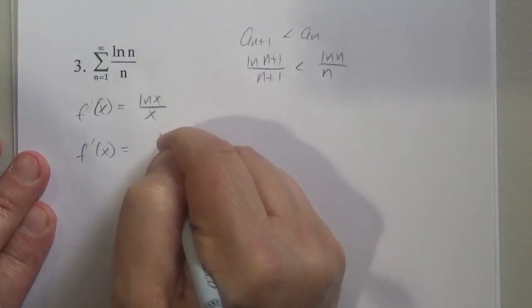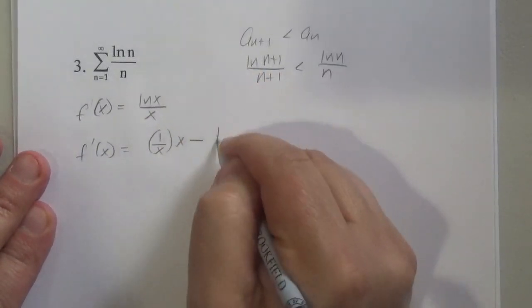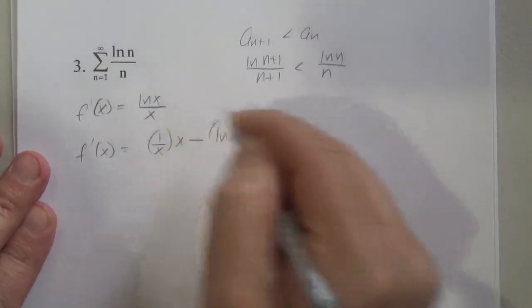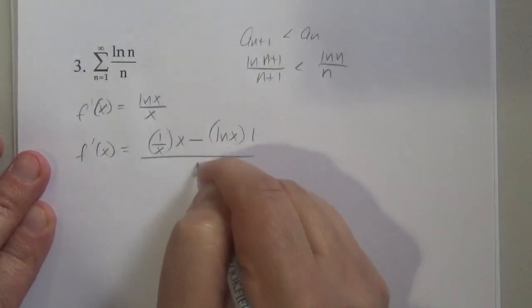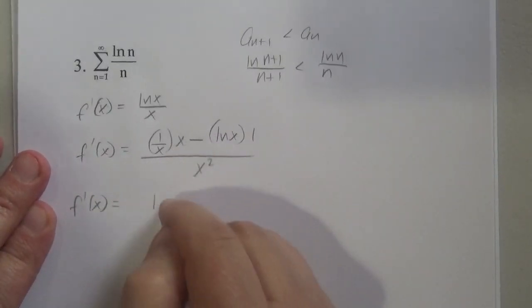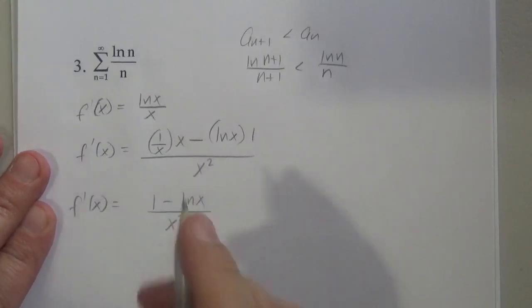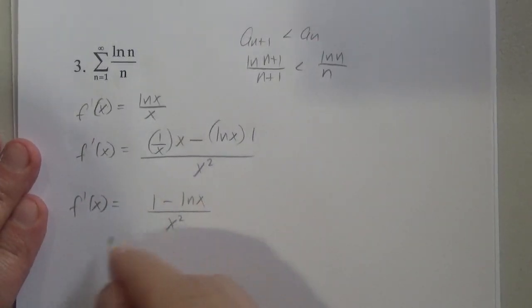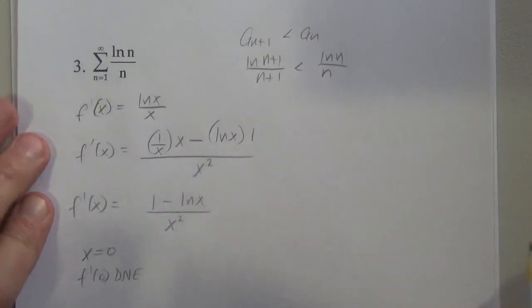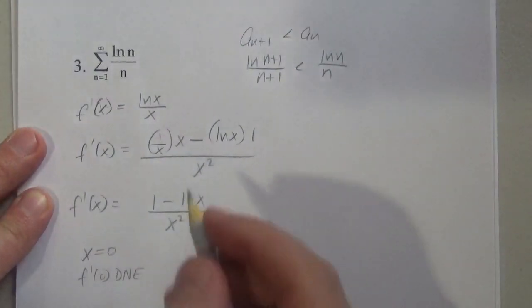The derivative of natural log of x is 1 over x times x minus the natural log of x times this thing, which is just 1, all over x squared. I get f prime of x is equal to 1 minus the natural log of x all over x squared. My denominator equals 0 at x equals 0, so f prime of 0 does not exist. It's just a critical number, and we want to make sure that we're aware of that. We'll address it later if we need to.